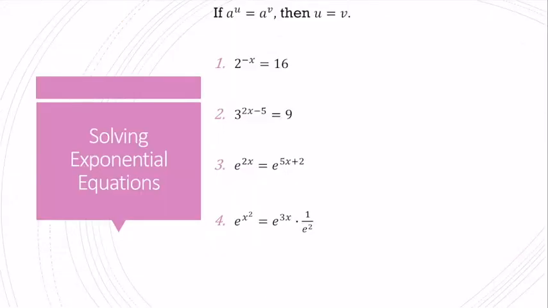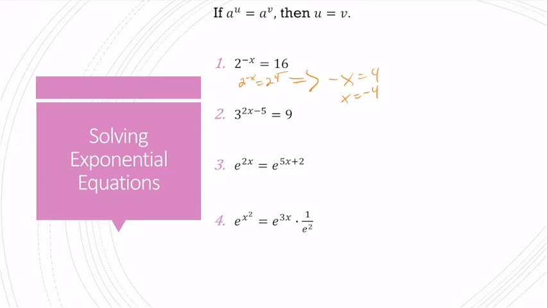The last thing I want to talk about is solving exponential equations. If a^u equals a^v, then u equals v. Good to know. So let's take a look at these four equations. If I have 2^(-x) equals 16, well, I could rewrite 16 as 2^4. So I have 2^(-x) equals 2^4. This means negative x equals 4, so x equals negative 4.